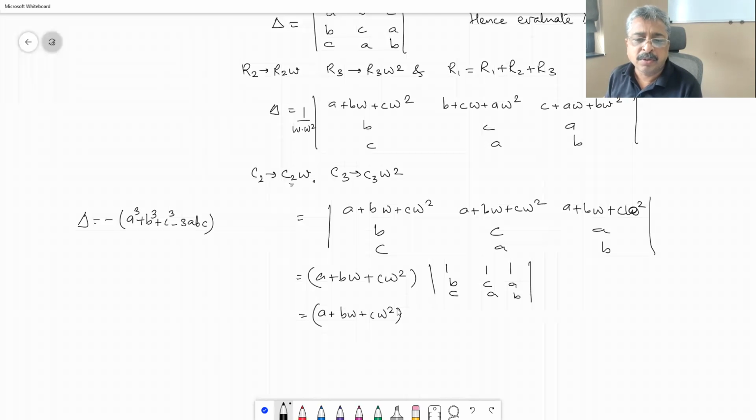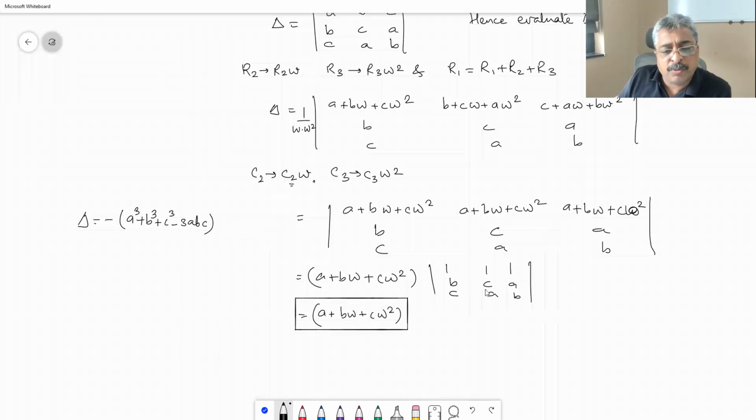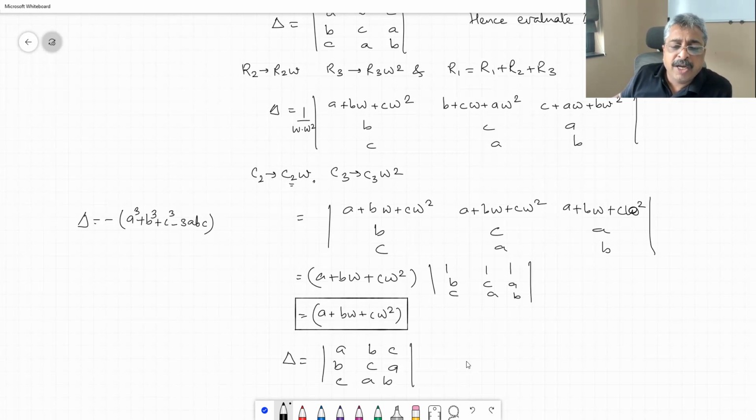But okay, the purpose up to this is to find out the first factor, which is this. Okay, and we need not expand this. We go back to the original determinant. Delta is equal to A B C B C A C A B, and we realize that there exists a factor A plus B plus C. So we have collected 2 factors.